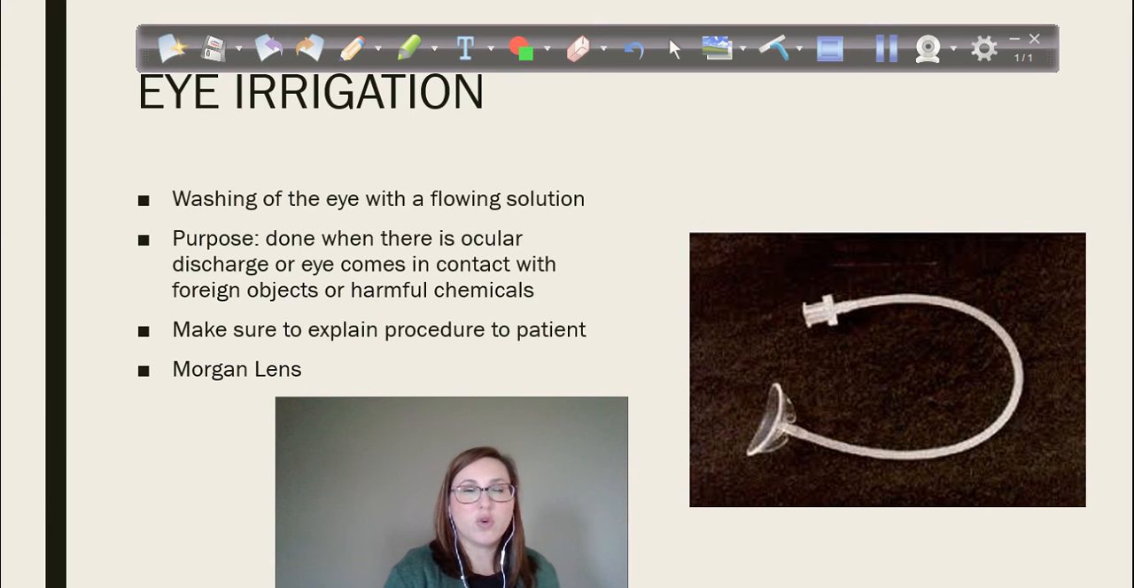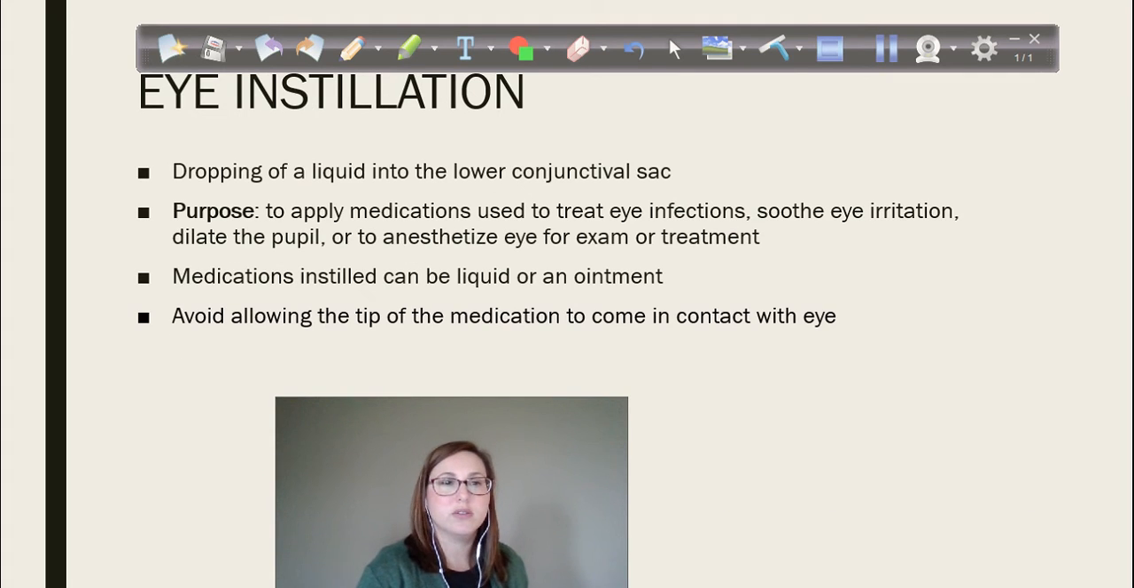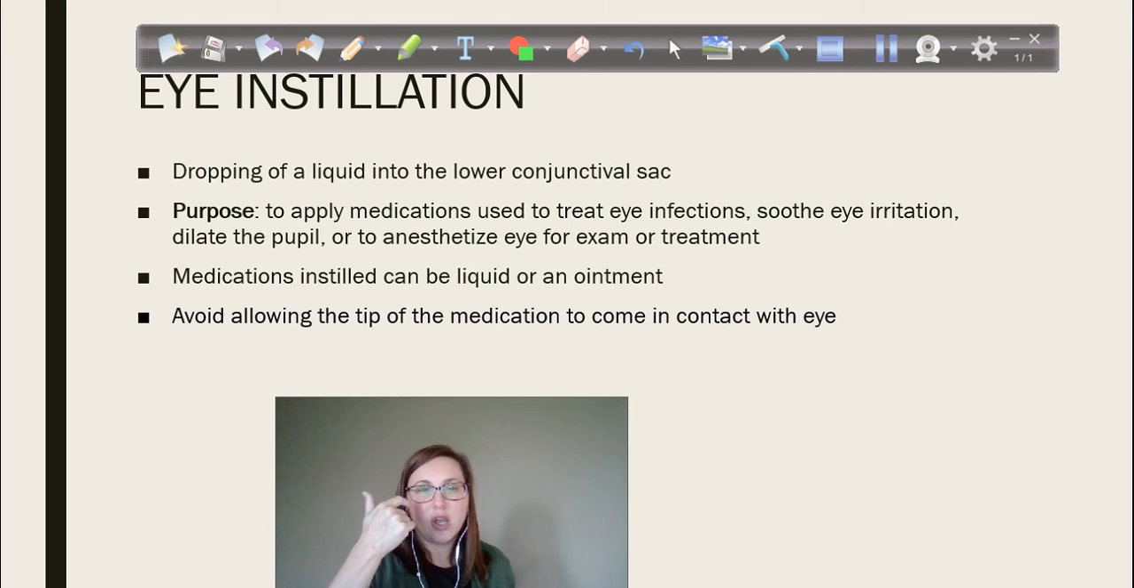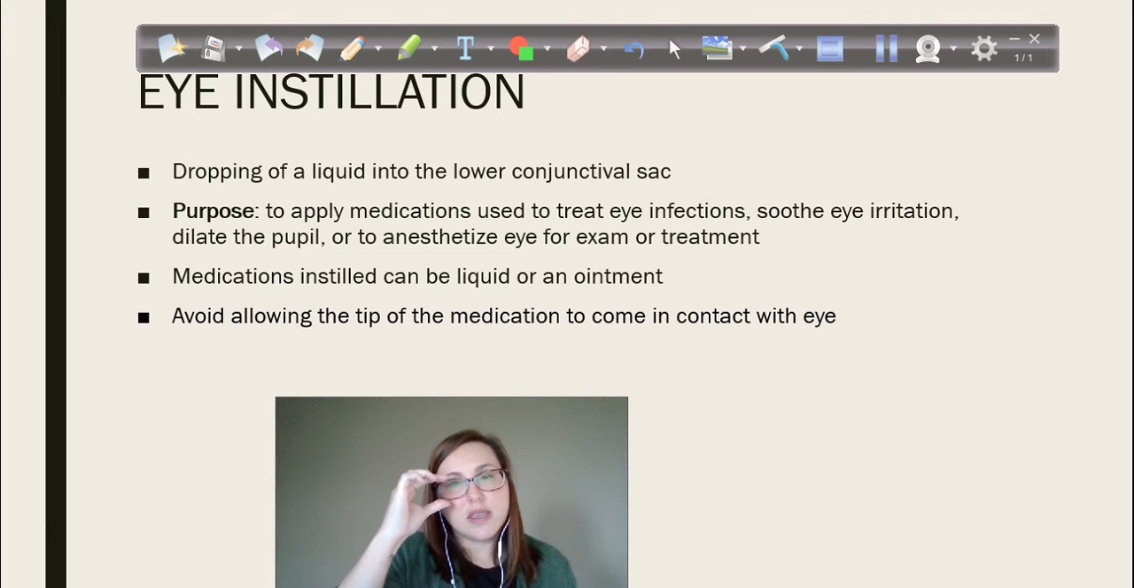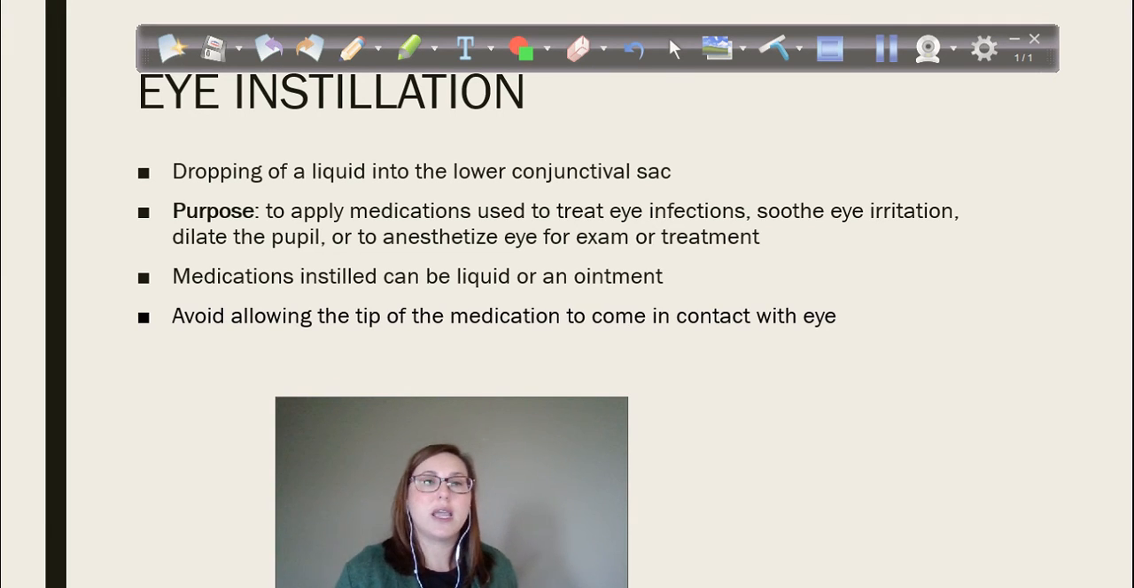You, of course, want to make sure you explain the procedures to the patient, and I believe this is a Morgan lens. I think that's what that's called. So if you're going to do an eye instillation, that is when you put a liquid into the lower conjunctival sac. So you're going to put it in the bottom part. You would pull the skin of the eye down, and you would put it right in that bottom part of your eye. You can see, it looks kind of funny. But that's where you would want to put any kind of medication, like an antibiotic eye drop or a lubricant, any kind of drop used to dilate the pupil or maybe anesthetize the eye, make it numb.